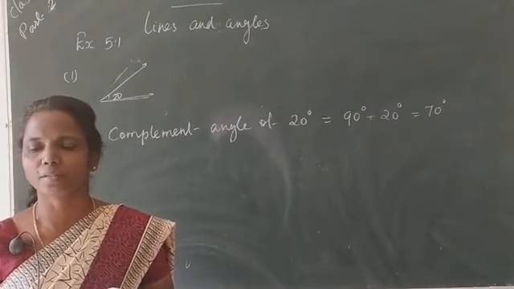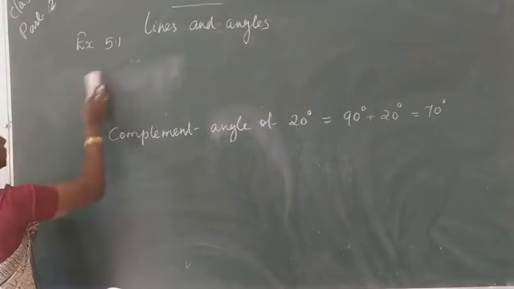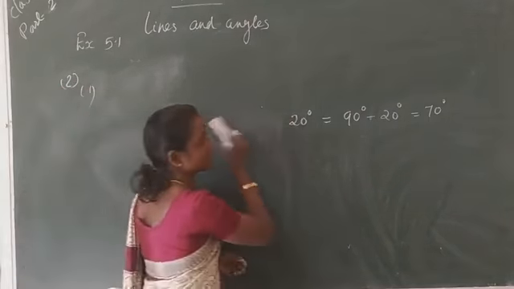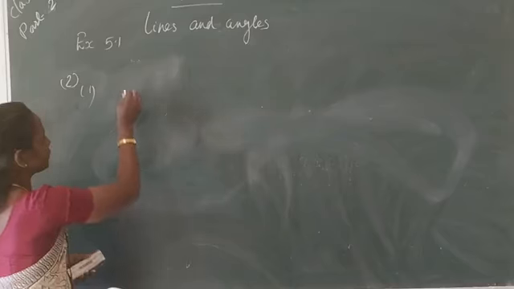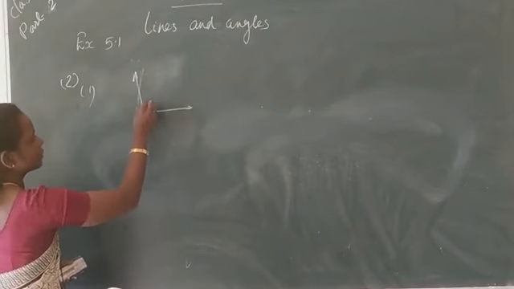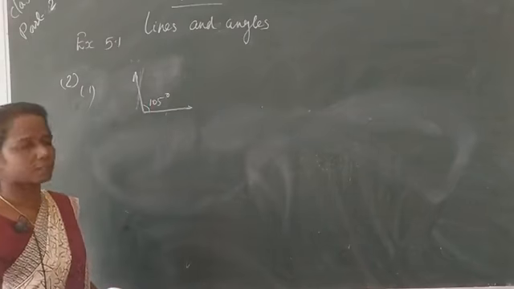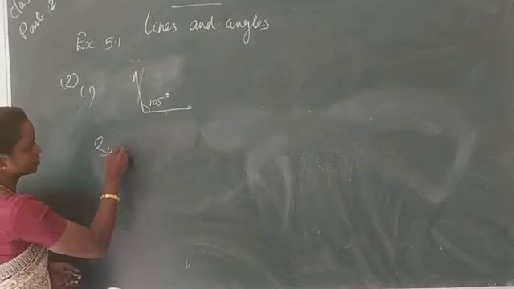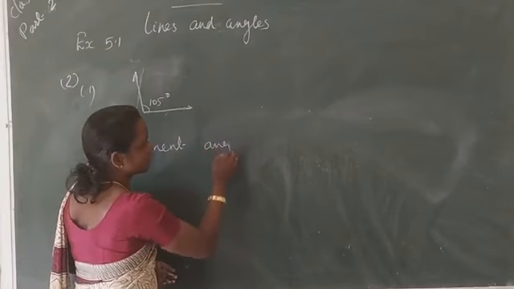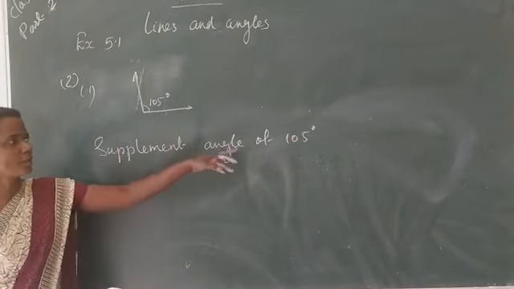Next, question number 2: find the supplement of each of the following angles. Here, first question, one angle is given as 105 degrees. So find the supplement of this angle. The supplement angle of a 105 degree angle.